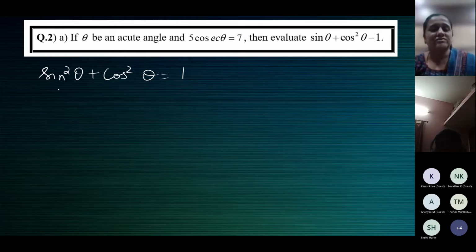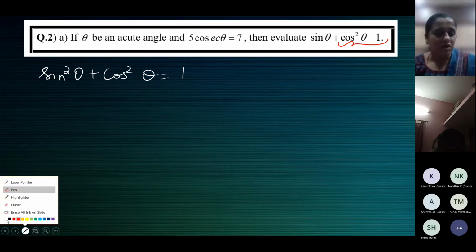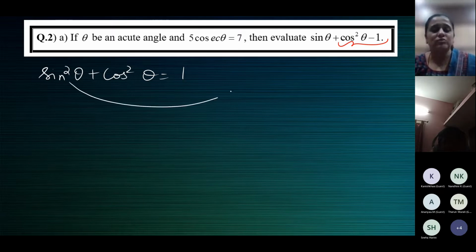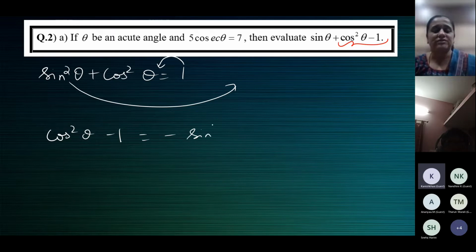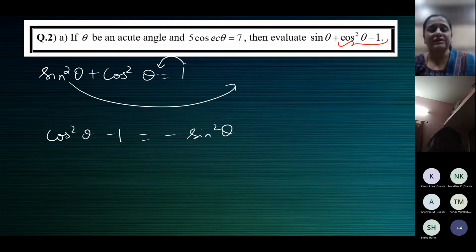What is in the slide? So here it is cos square theta minus 1. How do we get cos square theta minus 1 from this? When you push this here and bring this here, what is cos square theta minus 1? It is equal to minus sine square theta. Am I right using this identity? Cos square theta minus 1 is minus sine square theta. Just transpose.